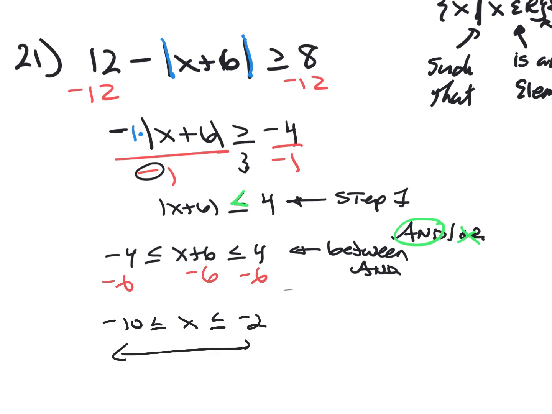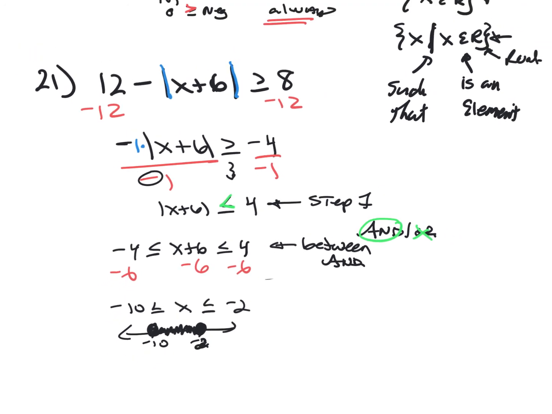And then you graph. All the numbers that are between, that are less than -2, but also and it's greater than -10. Make sure your dots are solid.